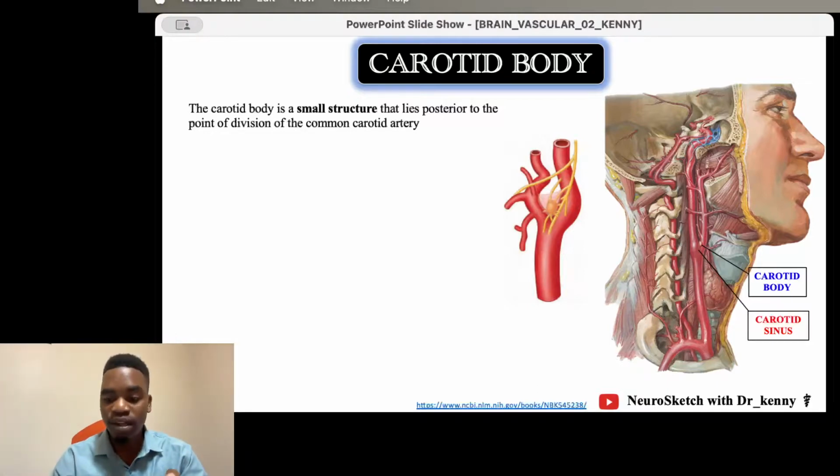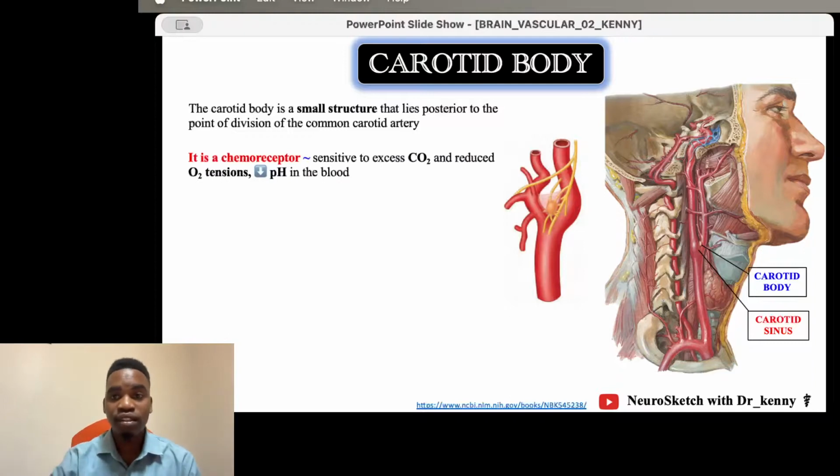By chemical environment, I mean the level of carbon dioxide, oxygen, and pH. So if we have too much carbon dioxide in the blood, it will lead to too much acidity of the blood, and so the pH will be a little bit lower. And then this carotid body detects this. It has the chemoreceptors that detect these changes in the chemical environment of the blood, and they send information to the brainstem. And we know in the brainstem we have the respiratory center.